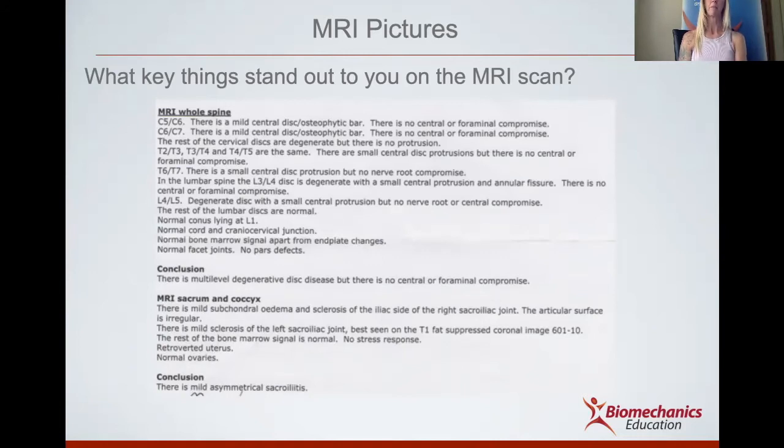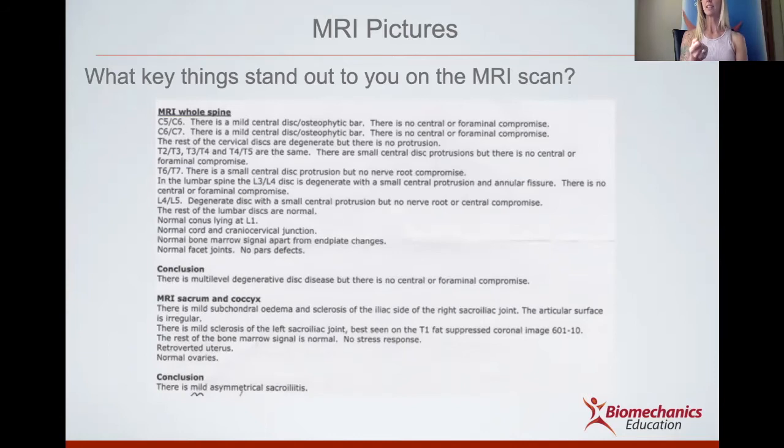However, when we come to the MRI of the sacrum and the coccyx, there is a mild subchondral edema and sclerosis of the iliac side of the right sacroiliac joint. So subchondral means the area below the cartilage, and there's a mild excess of fluid, which is the oedema portion.